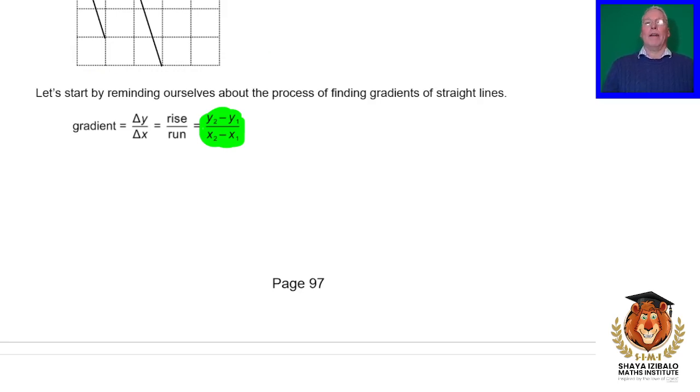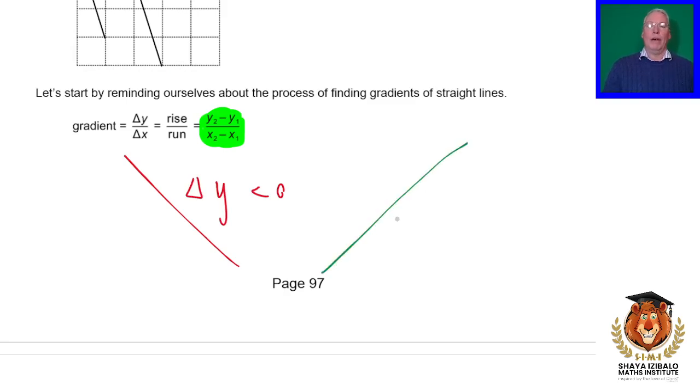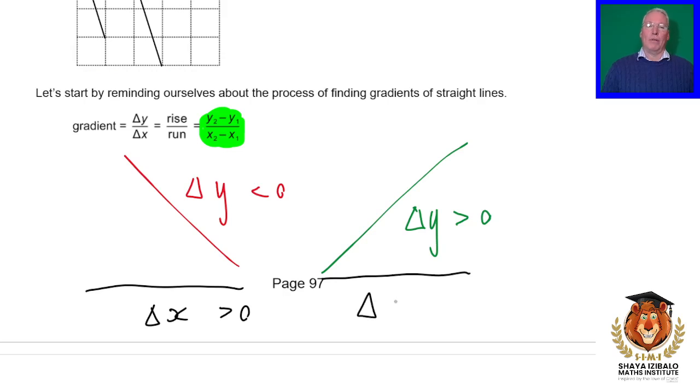It's our two y values subtracted, divided by our corresponding x values subtracted. It's rise over run. But remember that a line like this has a negative gradient because as we move from left to right, our y is decreasing, so our change in y is negative. Contrast that with this line, which is going uphill as we move from left to right, and our change in y is positive. Remember, because we're moving from left to right, our change in x is always positive, over here and over here.